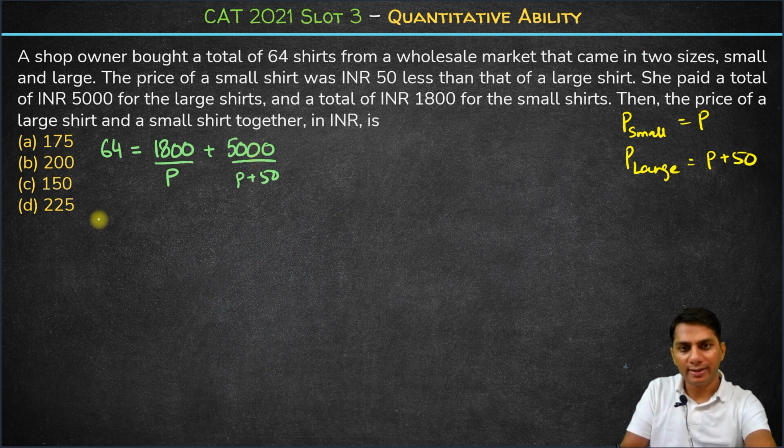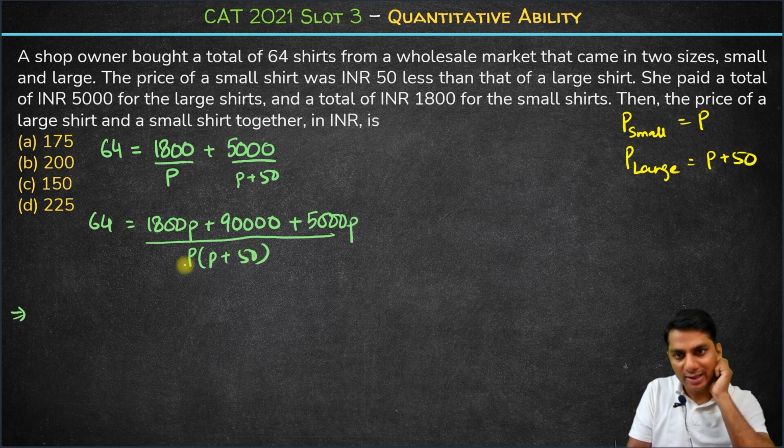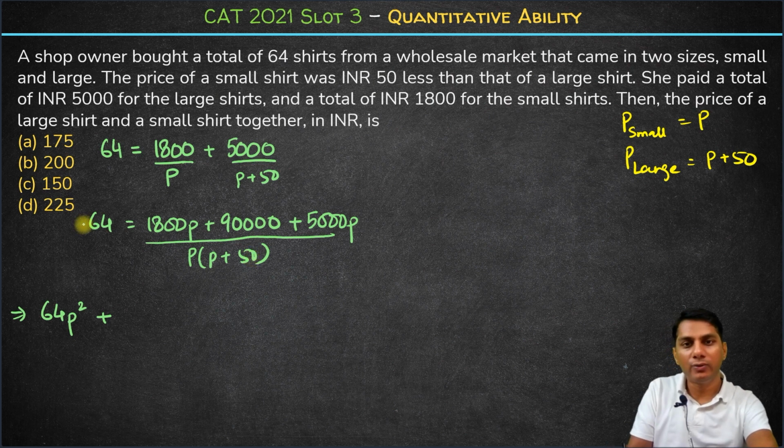Okay. So now let's take the LCM. We have 64 is equal to 1800 into P plus 1800 into 50. So 18 into 5 is 90, and then we'll have 000, plus 5000 into P, upon P into P plus 50. Now cross multiplying, what we'll have is P into P is P square into 64 is 64P square plus P into 50 is 50P into 64.